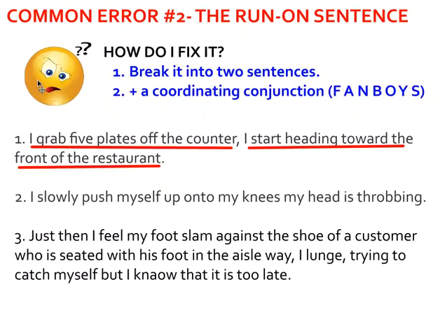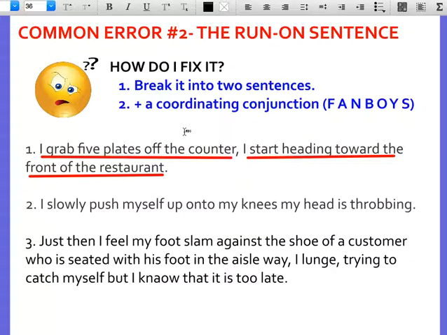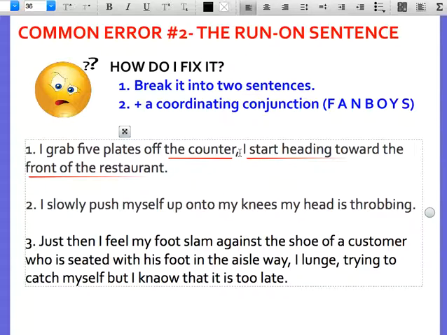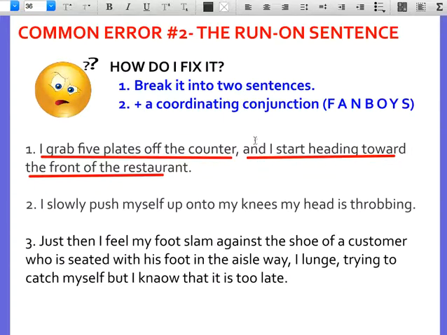I could break it into 2 sentences, or I could add a coordinating conjunction like for, and, nor, but, or, yet, or so. So what should I do? I think I'm going to add a coordinating conjunction here. I grab 5 plates off the counter, and I start heading towards the front of the restaurant. Suddenly, and is doing the work of joining these 2 sentences together in a way that makes it not a run-on sentence. Let's look at run-on sentence number 2.